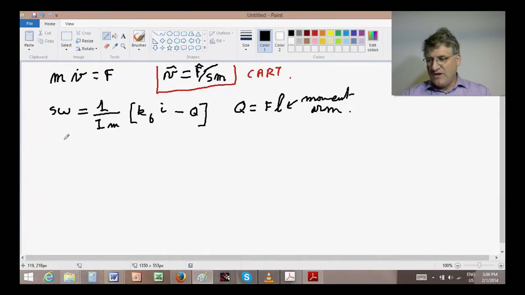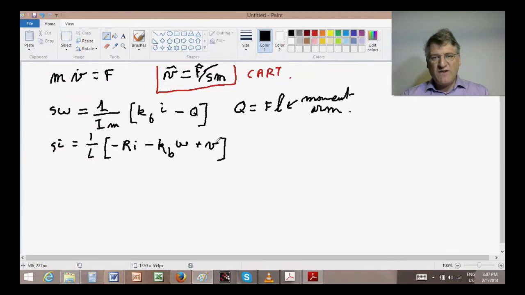The other equation taken in the Laplace domain is S times I, the intensity, is equal to 1 over L, the inductance of the motor, times minus Ri, the resistance of the motor, minus Kb omega, which is the angular velocity impact on the back EMF, which results in an opposite torque, plus V, the voltage, so that's the back EMF, sorry, plus V, which is the voltage applied to the motor.